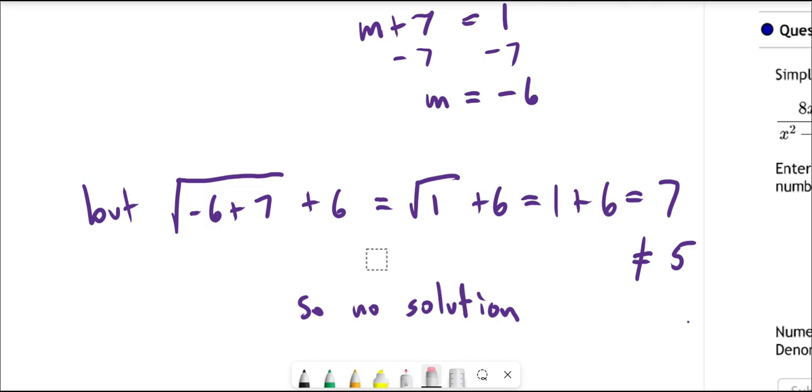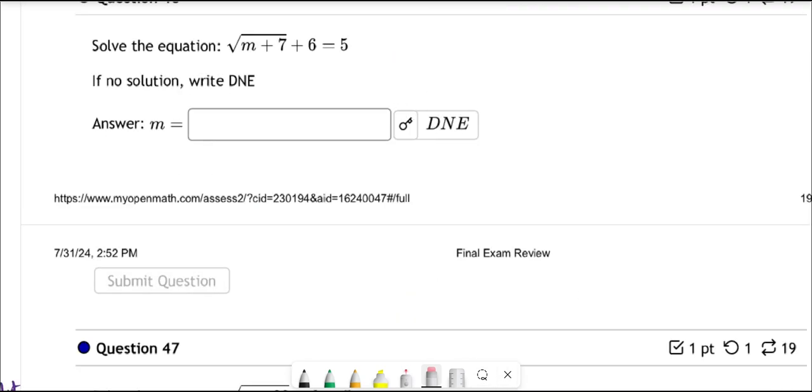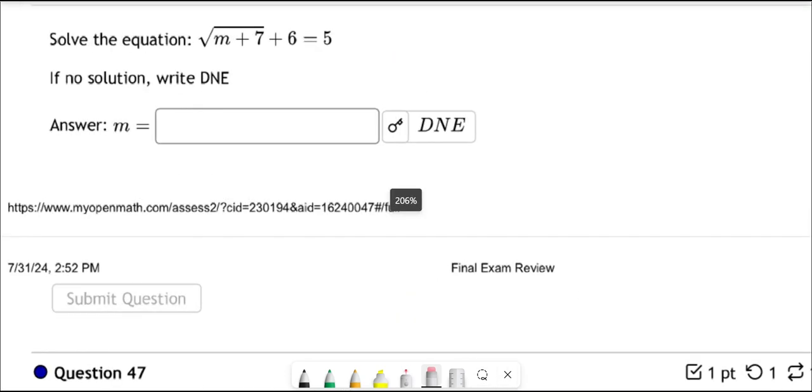And so there actually is no solution to this equation. The only potential solution that we found doesn't work. So we've got to throw that out. We can't use it. And we note that is indeed what they had as the correct answer. There is no solution, does not exist for this equation.